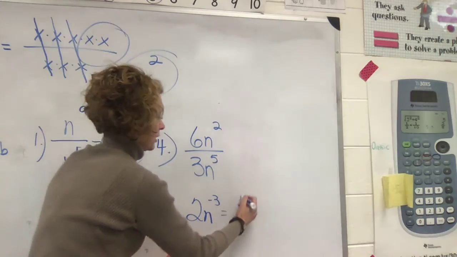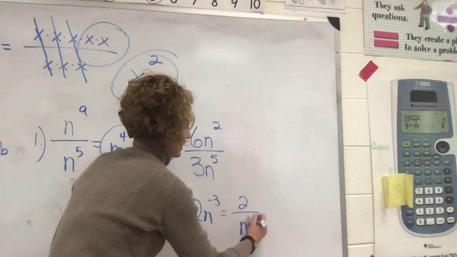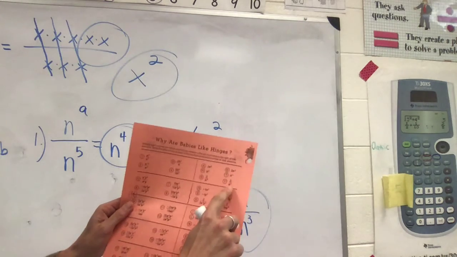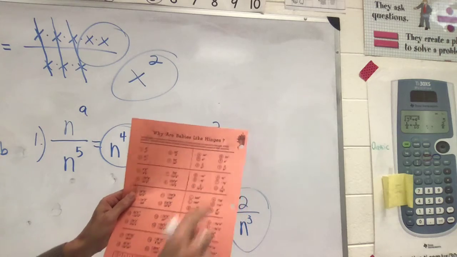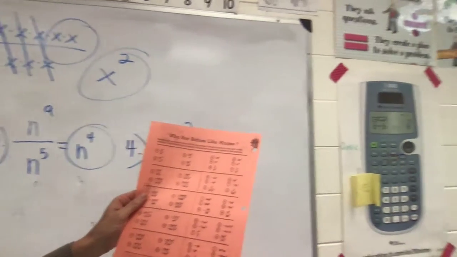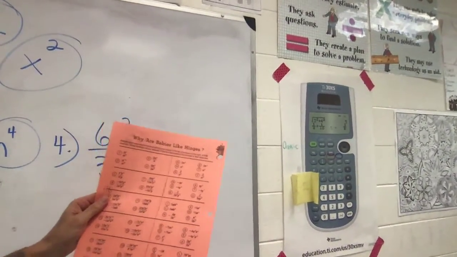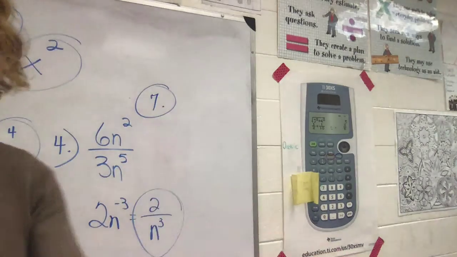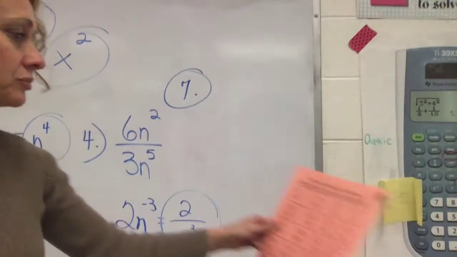So on this one problem, I need you to move that n to the negative third down to a denominator, and it would match up with y. Let's work another problem on that sheet. How about number 7? This is what number 7 looks like.